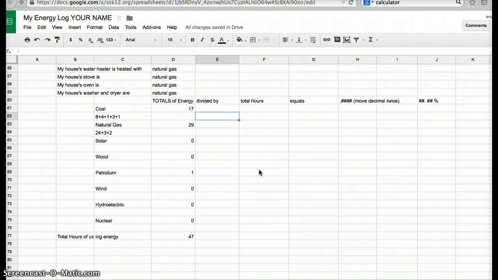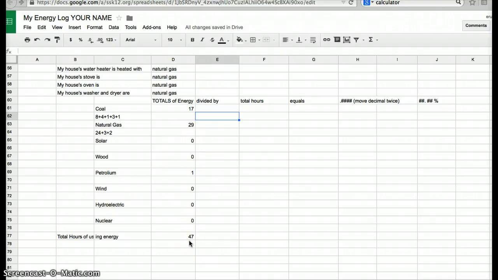Anyways, so we added up the total number of hours that we used coal for, and we got 17. We added up the total number of hours we used natural gas in my example, and we got 29. Petroleum, we only got 1. And then total hours of energy altogether, all of that together was 47.